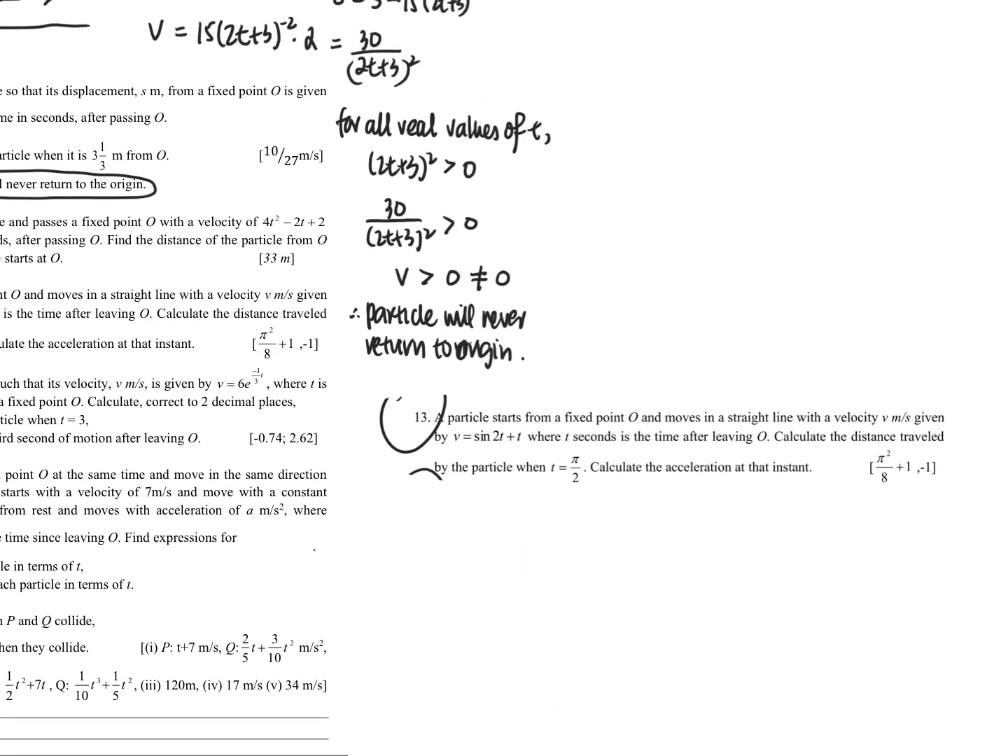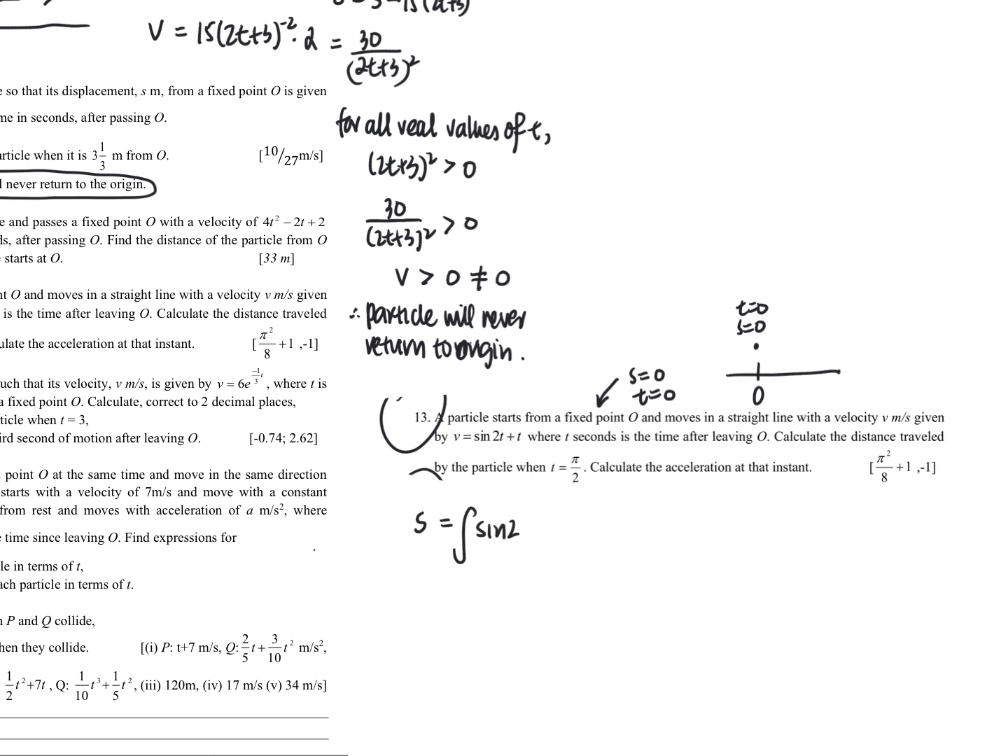13 says a particle starts from a fixed point, moves in a straight line. Velocity is given as the expression there. Find the distance travelled. So starts from a fixed point means displacement is 0 when time is 0. Because you start off here. Okay? So now the question says, can you find the distance travelled by the particle when t is given by this time? So what do you think you need to do? You need to find S, right?